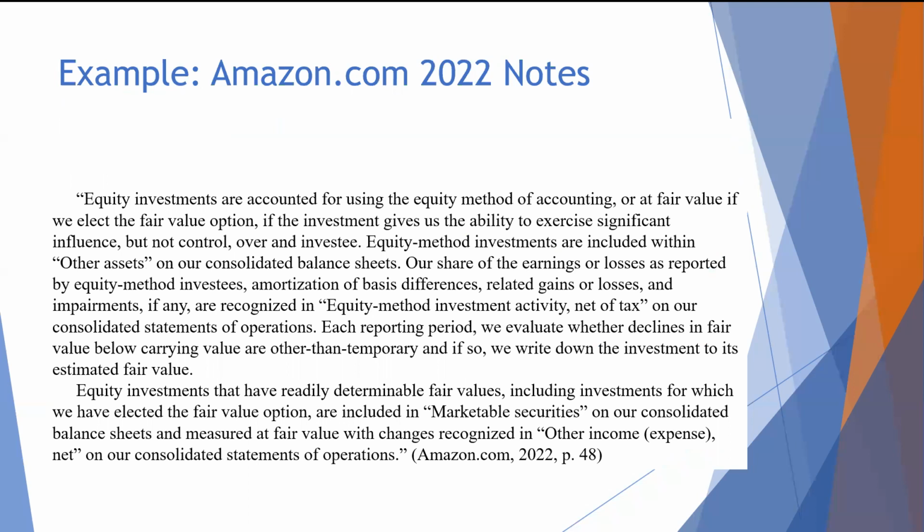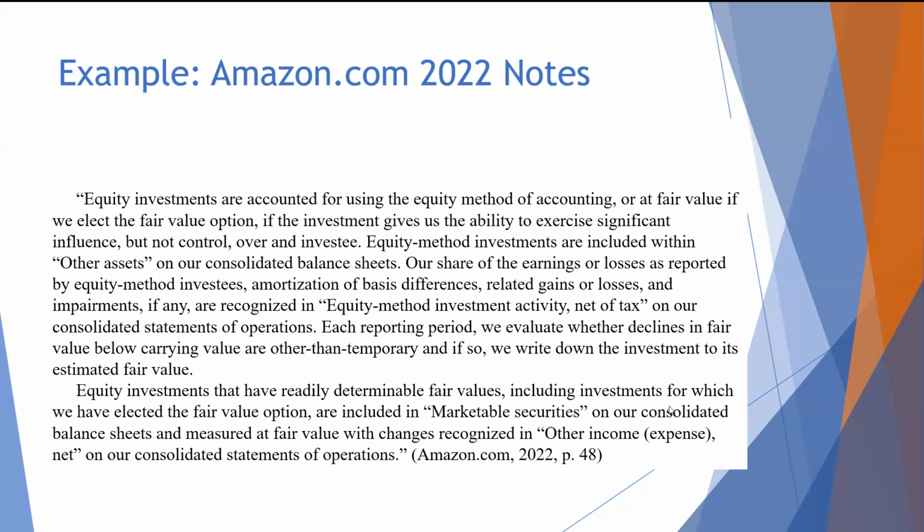Companies have to put in their notes to their financial statement how they are measuring, recording, and reporting their investments. And so I pulled Amazon's 2022, and they come right out. Equity investments are accounted for using the equity method of accounting or at fair value if we elect the fair value option. So they have to state that right out there. This is on page 48 of the 2022 financial statement.